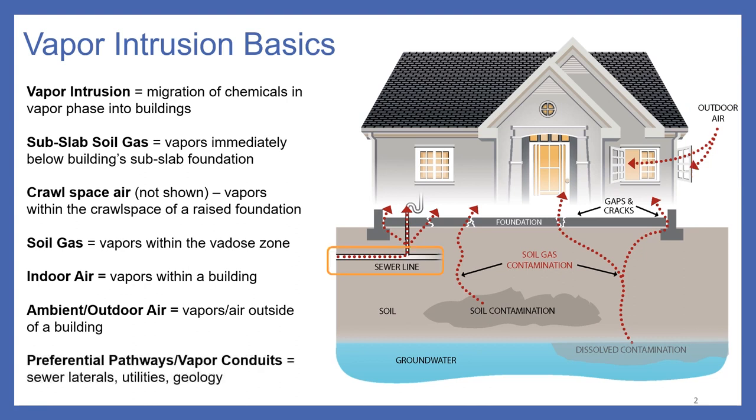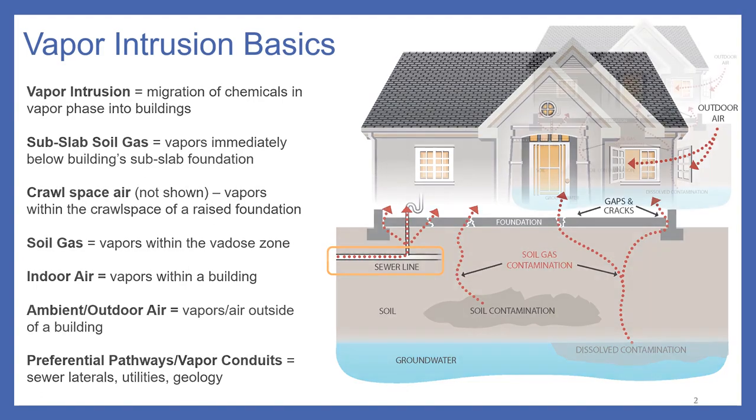Lastly, preferential pathways and/or vapor conduits are typically utility lines that are prone to transmission of source vapors directly to a building or beneath the building. An example would be a sewer lateral that intersects contaminated groundwater, soil gas, or the source directly. Additionally, highly permeable soils or geologic formations and strata may also act as a preferential pathway or conduit if it provides communication between the source soil gas and that building.